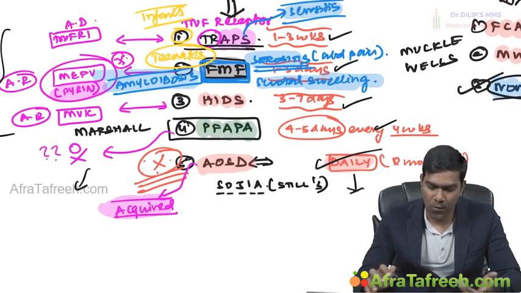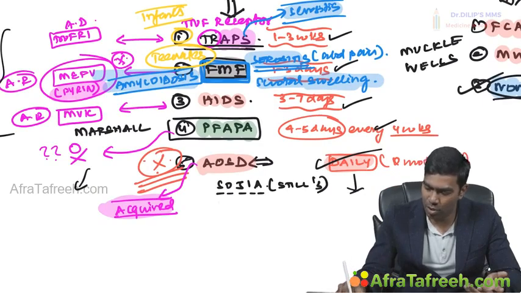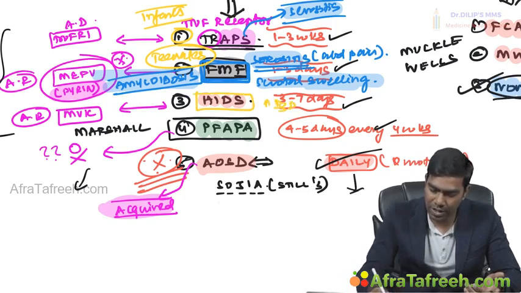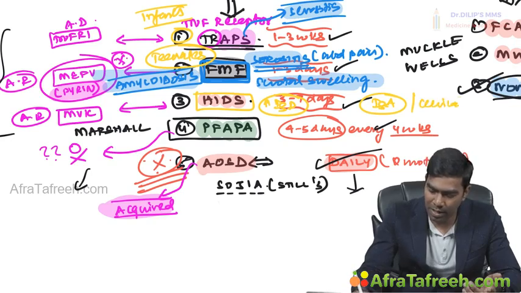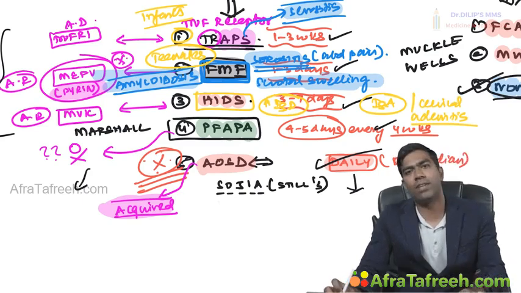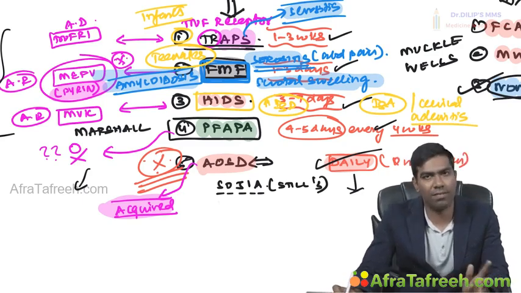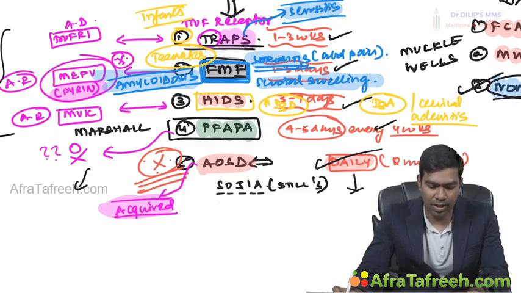HIDS, one of the important things about HIDS, they will give a very important clue in the exam. They may tell you that the patient is having elevated IgD, as well as elevated IgA. And very importantly, the patient might be having cervical lymphadenopathy. Cervical adenitis, this is the key. Remember, the patient is having fever with cervical adenopathy.